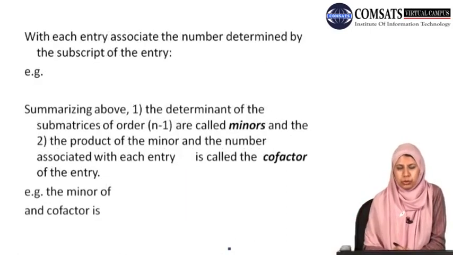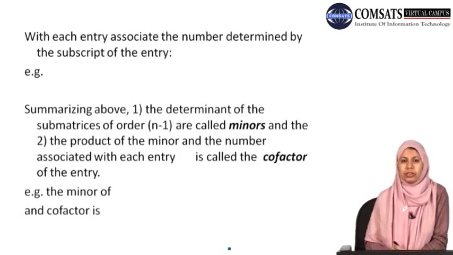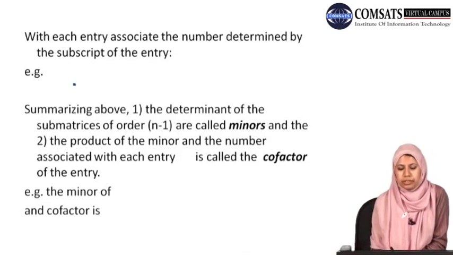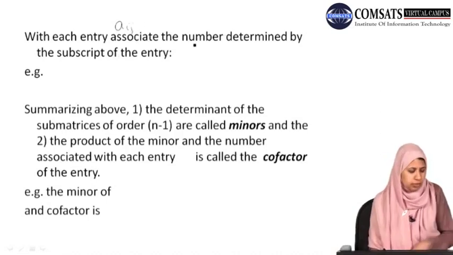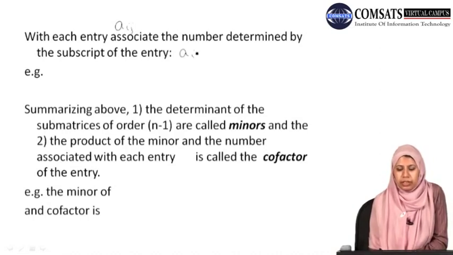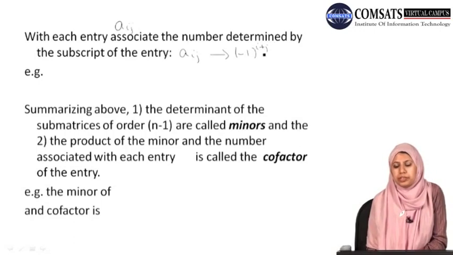One thing more which we need to know before finding the determinant of a matrix of order 3 by 3: with each entry, we associate the number determined by the subscripts of the entry. That is, we have our entry Aij with double subscripts i and j. With respect to the entry Aij, the number associated is -1 to the power i plus j, that is, -1 to the power sum of row and column.